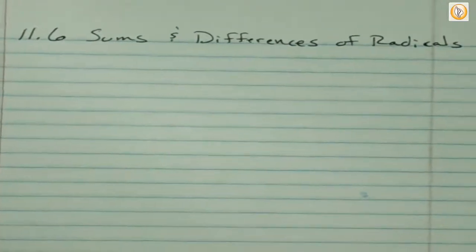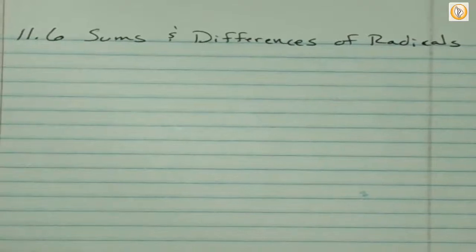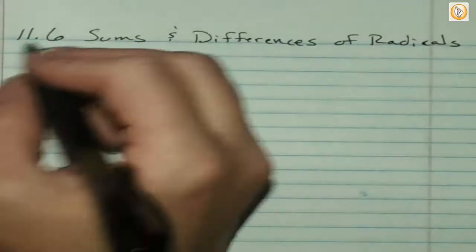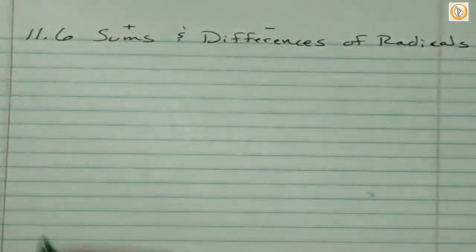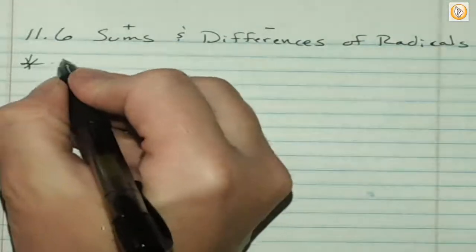Sums and differences of radicals. Okay. Sums means add. Differences means subtract. Okay. So here we go.